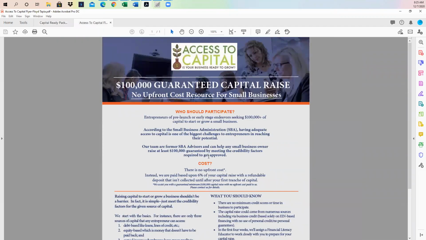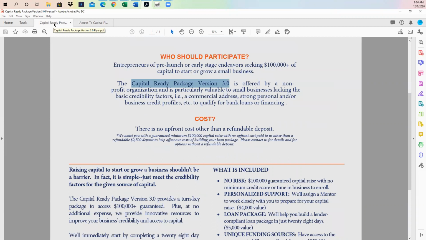Access to Capital, they still have a $2,500 deposit, but we don't collect it now, so we have to talk about collecting it later. Of course, for the Capital Ready, you're collecting $2,500.